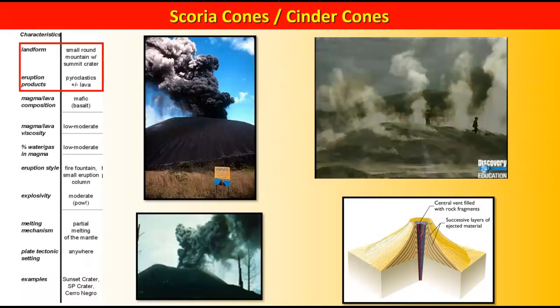So as we move down our scale, right, we were at the top, mafic, so low viscosity, low gas content. As we move down a little bit, getting below mafic, but not quite to intermediate yet, we see what are called cinder cones.